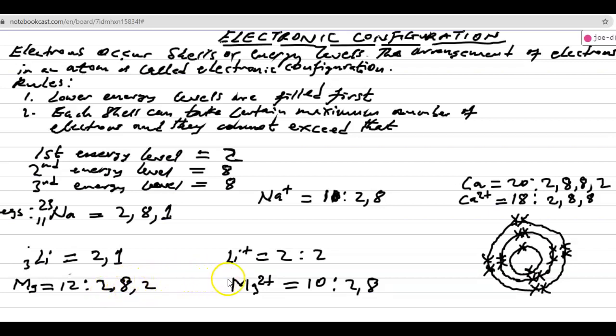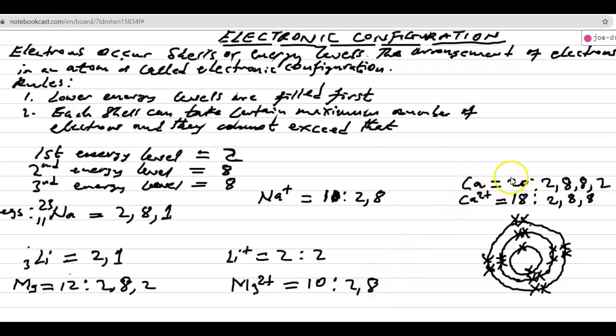Now let's look at the ion of magnesium, which will be 2 plus because magnesium is in group 2, and therefore it's going to lose the 2 electrons in its outer shell and form a 2 plus ion. Having formed a 2 plus ion, it means it would have lost 2 electrons, so subtract 2 from 12 and you'll be left with only 10 electrons, which can be arranged in a 2, 8 manner.